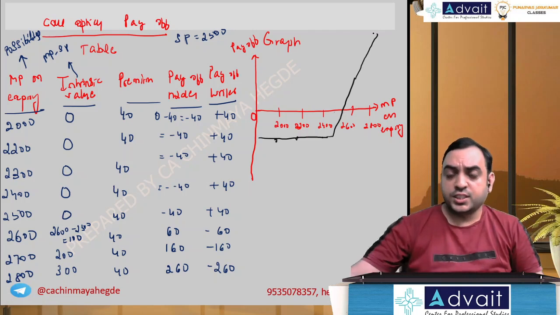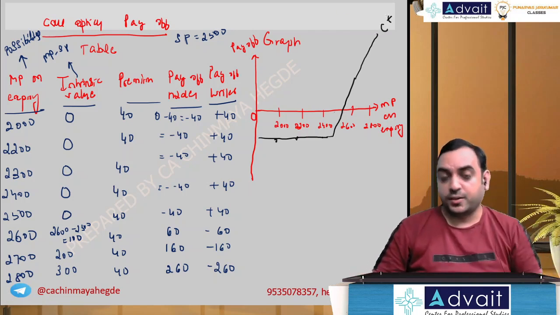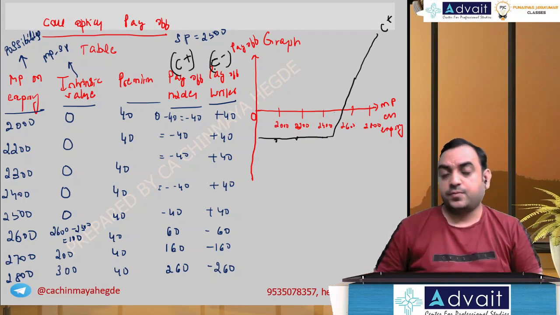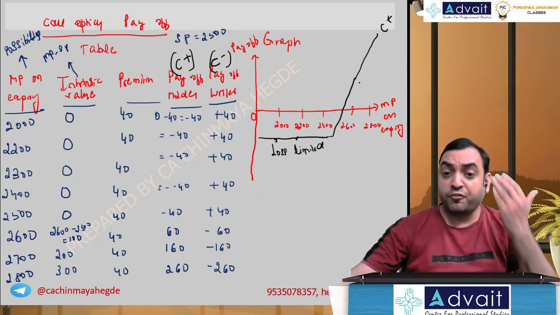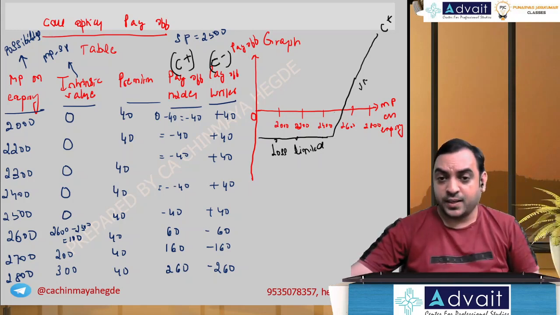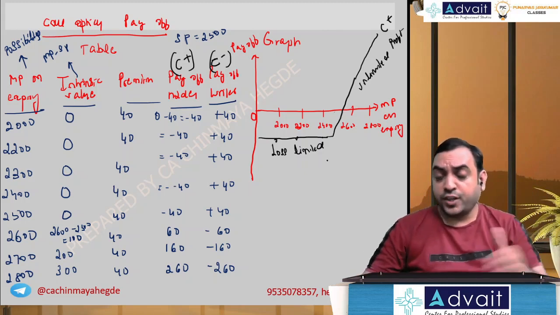Okay, so this is for, I'll say C plus, hope you understand. That is the call option holder. Call option holder, I will call it C plus. Payoff for writer, I will write as C minus. So what do you understand by this? Loss is limited. And what about profit? As the market price increases, you get more and more profit. Unlimited profit. And when will you make profit?